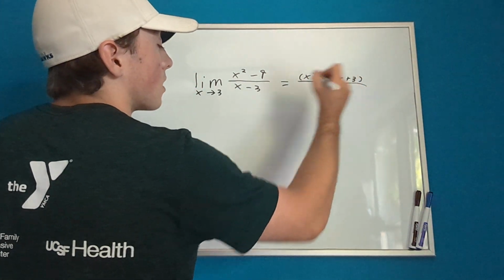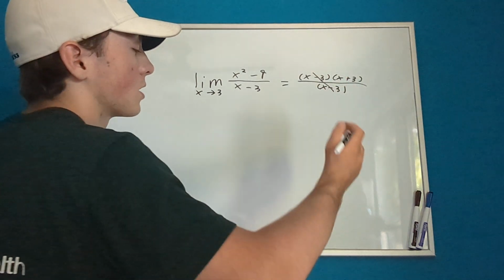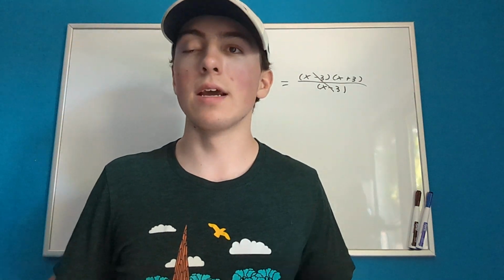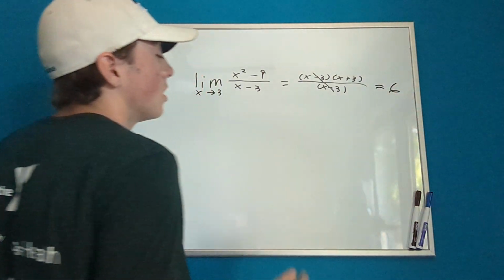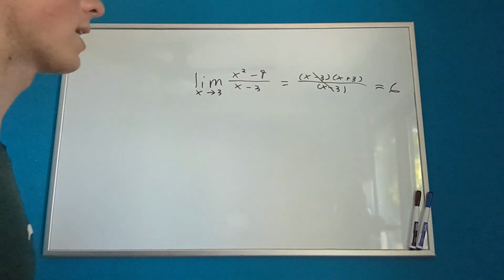Then these two can cancel out, and we can do this completely algebraically, as you're seeing, and that just leaves x plus 3. So now we can actually use direct substitution. 3 plus 3 is equal to 6. So our limit as x approaches 3 of this is equal to 6.